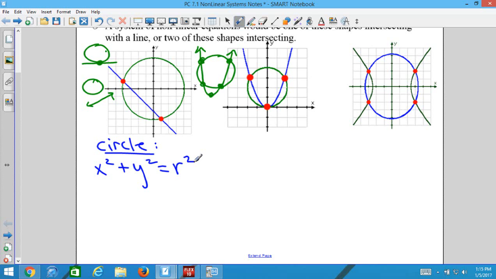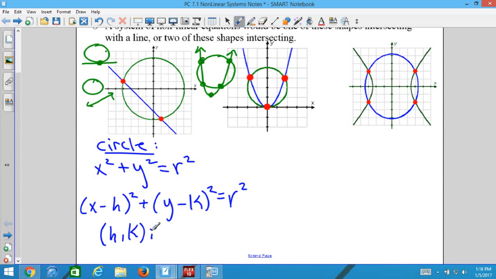We did learn about circles when we did complete the square, the kind of equation of circles. Anyway, the equation of a circle has x squared plus y squared equals what's r? Radius squared. It also could be written as x minus h squared plus y minus k squared equals r squared, where hk is the center.